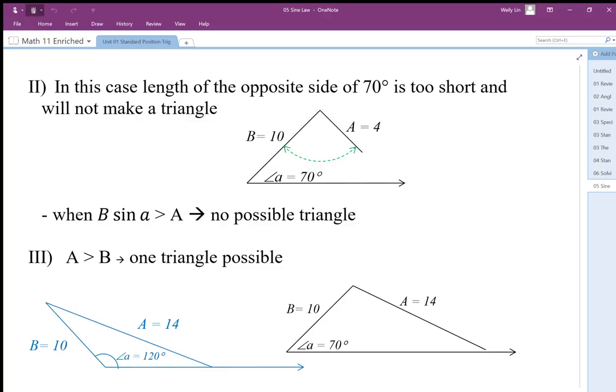And the formal test for this is that this vertical line, the side a opposite to angle A, is too short. It's shorter than that green line, and that green line is B sine A. So if side a is shorter than the vertical line here, no triangle is possible. So that's a special case.